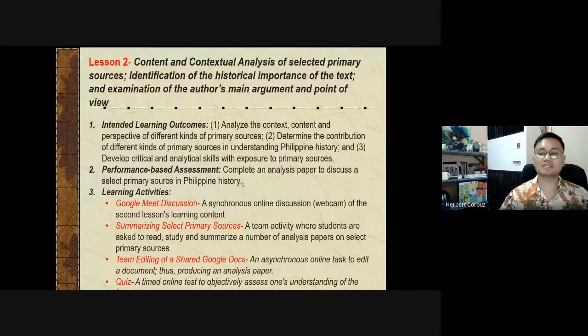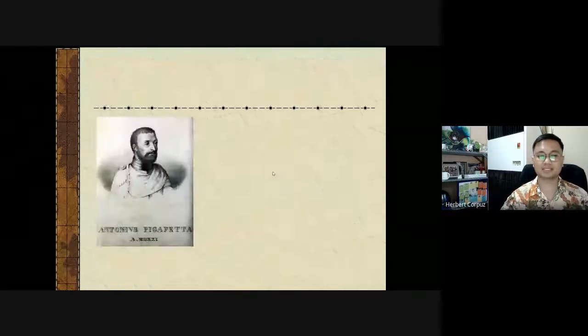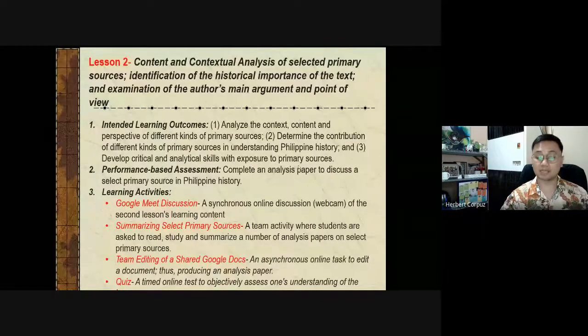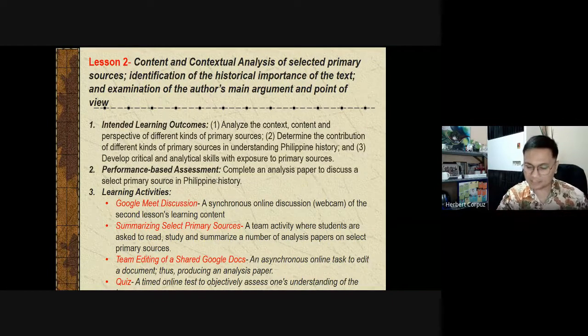Then the following activities are things that we will do in this lesson. The first one is what we are doing now, the Google Meet discussion. Then you also did the first one last week, as I said, summarizing select primary sources. Next meeting maybe, or this week, you would be asked to edit a shared Google form. And the last one is a quiz. There would be a quiz after we discuss these four primary sources.